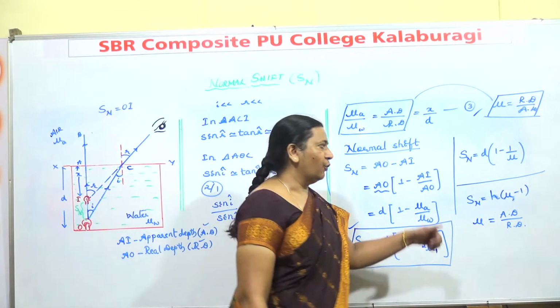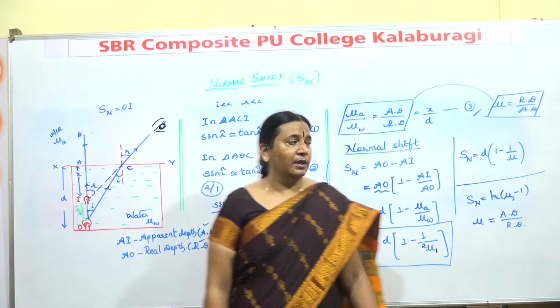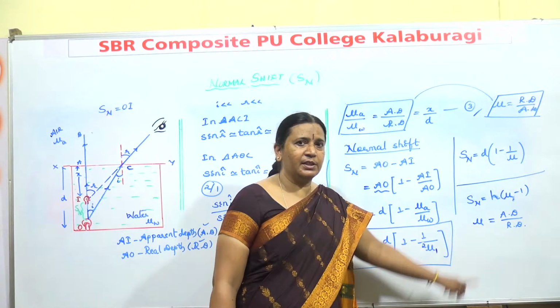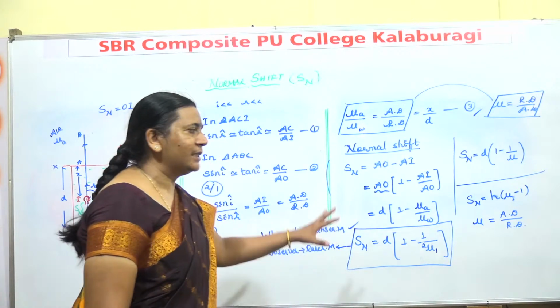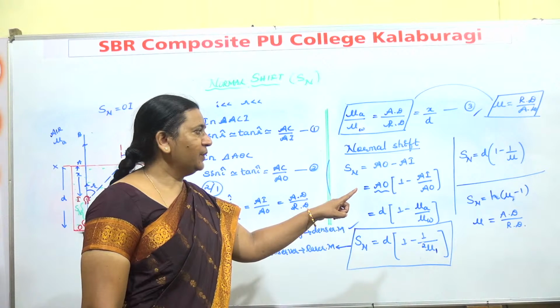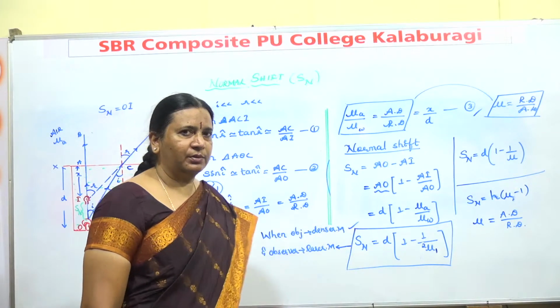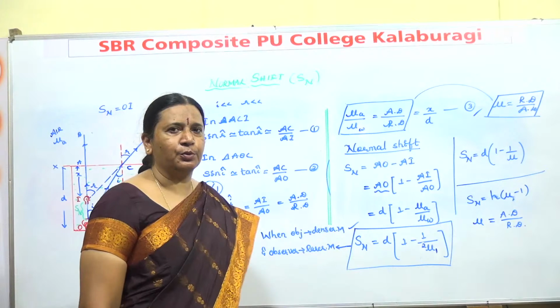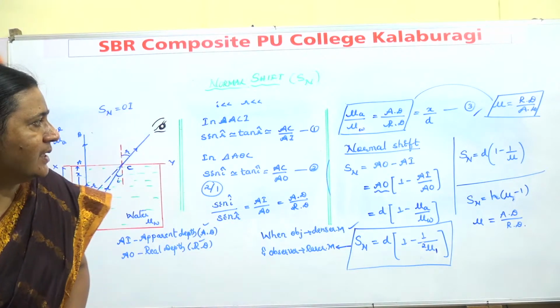Similarly, if the object is in the rarer medium, these also should be known. But please try to derive these two. I won't derive them tomorrow once again, it will take my time. I am giving it as an assignment. I have given the idea of the ray diagram. Try it out. If you want, otherwise I will post the derivation on the WhatsApp group, children. So this is normal shift.